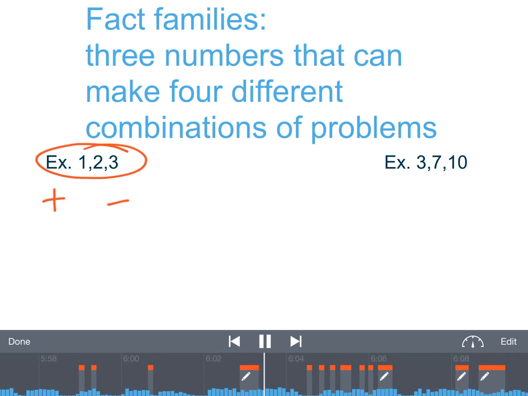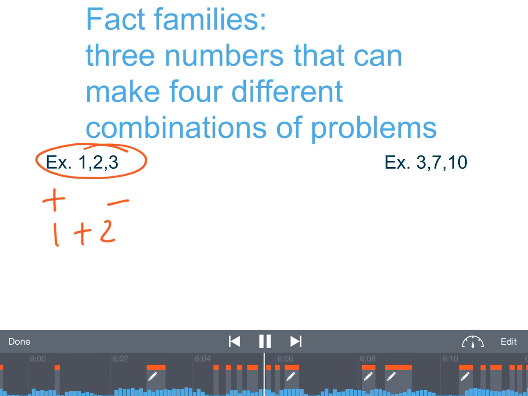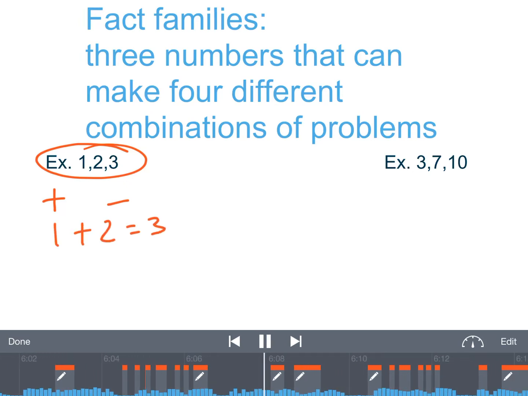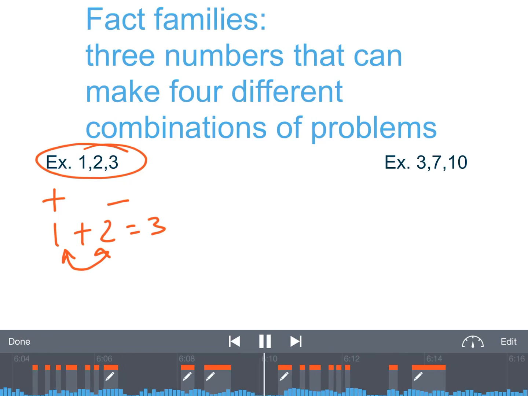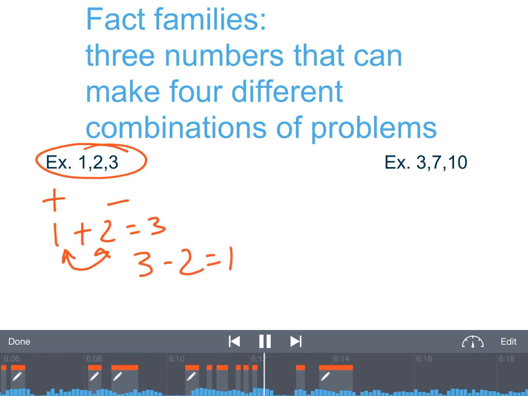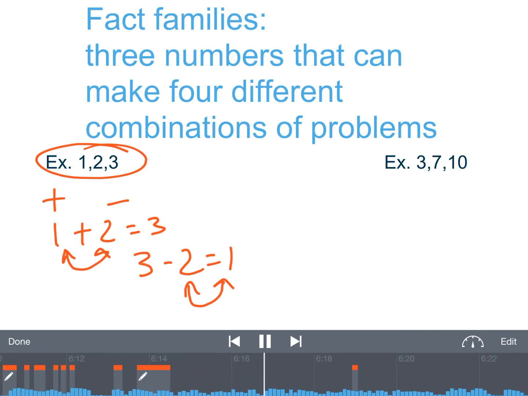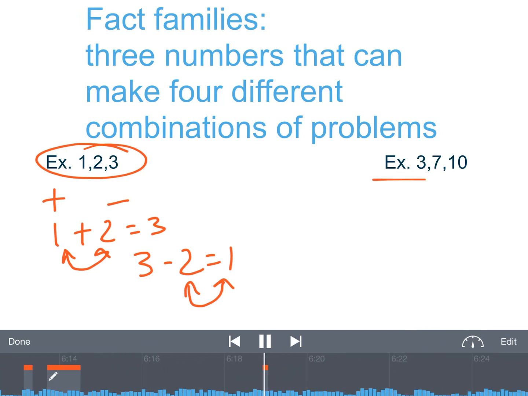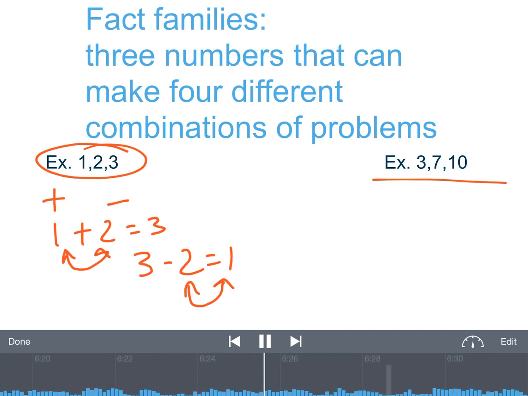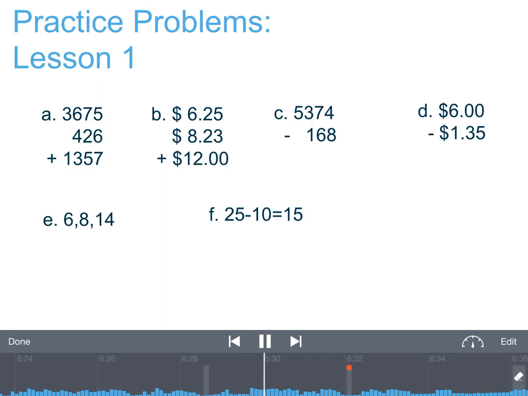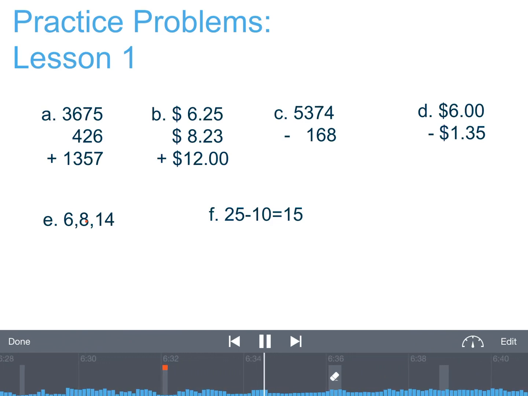An easy example would be 1, 2, and 3. 1 plus 2 is 3. 2 plus 1 is 3. We can swap those. 3 minus 2 is 1. And 3 minus 1 is 2. We can swap those. So we get four different combinations of problems. Another example would be 3, 7, and 10. And I'm sure that you, yourself, as the bright student that you are, can come up with other examples of fact families.